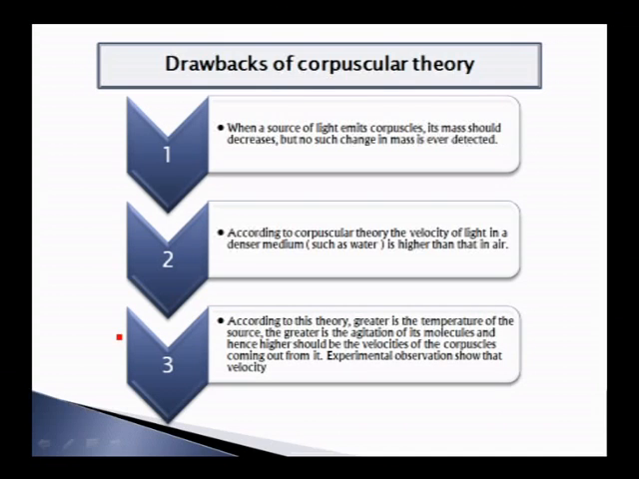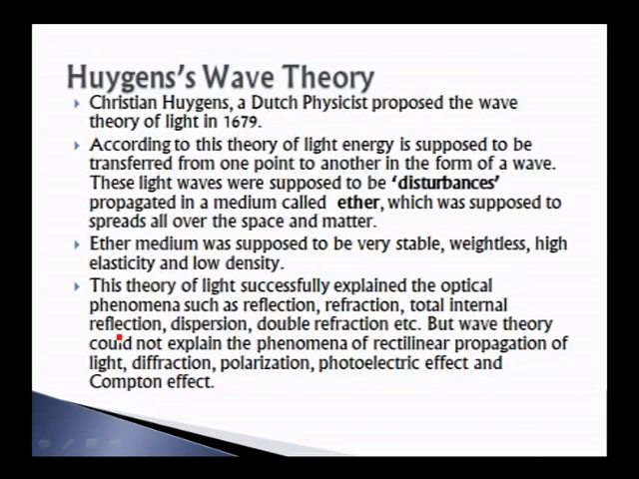Also, according to this theory, the greater the temperature of the source emitting light, the greater the agitation of the molecules, and hence a higher velocity would be imparted to these small minute particles called corpuscles. But experimental evidence shows that the velocity of these particles remains almost the same. These are some of the drawbacks of this theory.